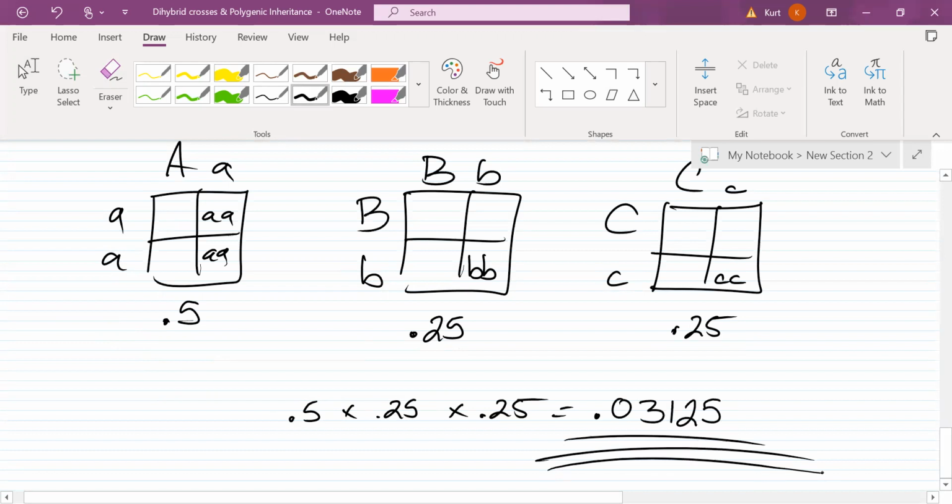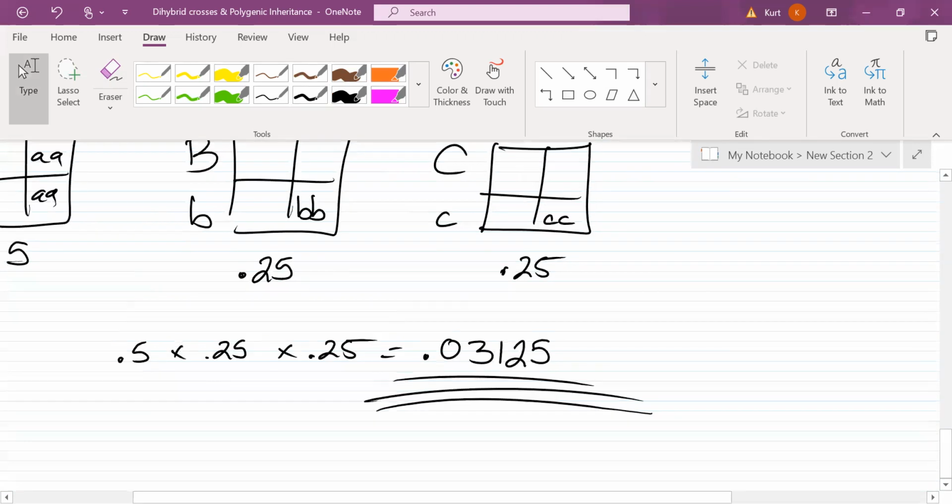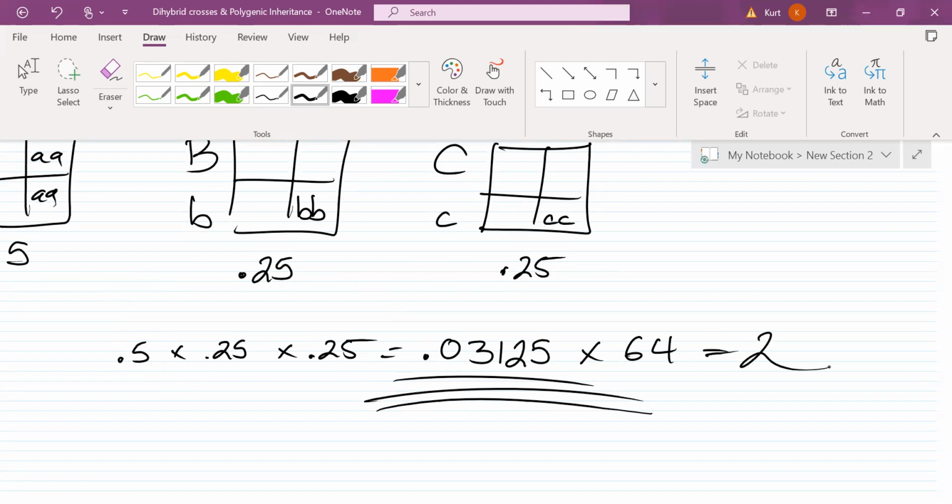So it's pretty slim. Now, what if I said they had 64 kids? This couple had 64 children. How many of those children will be albino? You do 0.03125 times 64. 2. You would expect 2 out of 64 to be albino. So this is how math can really play into genetics. We'll do more of this on Monday with chi-squared.